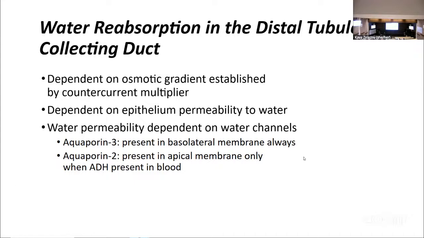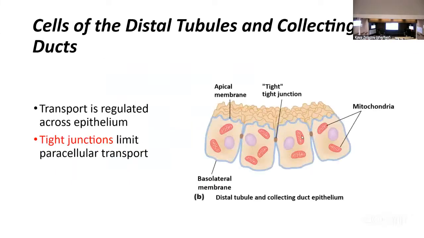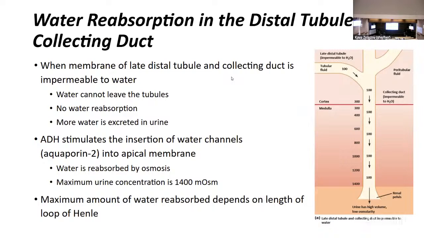This presence or absence of the aquaporin, specifically aquaporin 2, is going to be controlled by our hormone ADH, or antidiuretic hormone. We saw the real picture of our distal tubule and collecting ducts here, a little scragglier looking apical membrane than I drew, but we know that we have these tight junctions sealing across. This is important because it means water can't sneak through between cells.